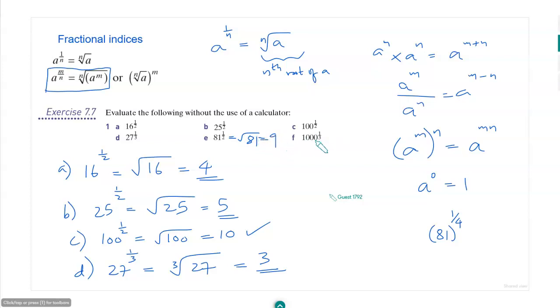Then 1000 to the power 1 by 3. 1000 to the power 1 by 3 means cube root of 1000. Cube root of 1000 equals 10. Yes. So that's how you do fractional indices.